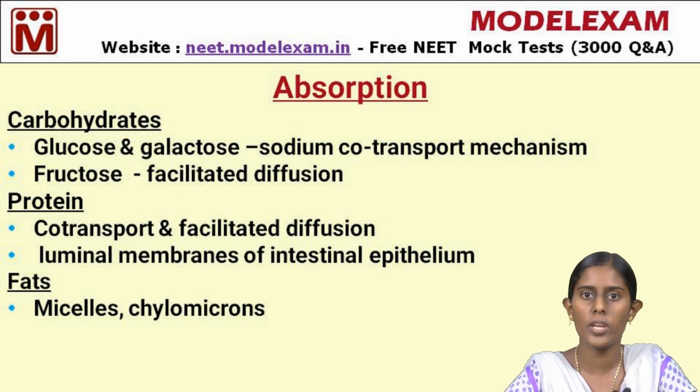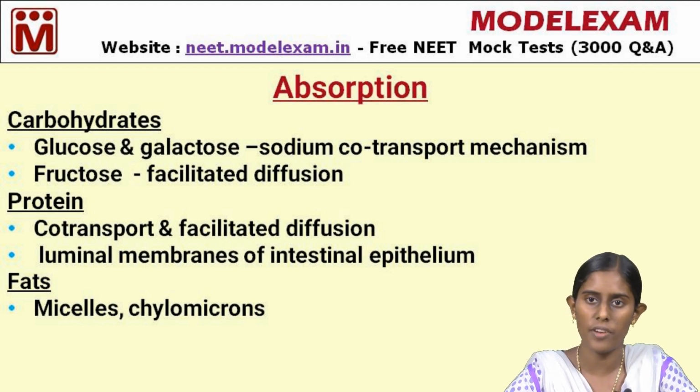Next, absorbed food should be utilized. That utilization process is called assimilation. Assimilation means utilization of food molecules with the help of oxidation. Without oxygen, we cannot get energy. That is the assimilation process. So this is the end of absorption.